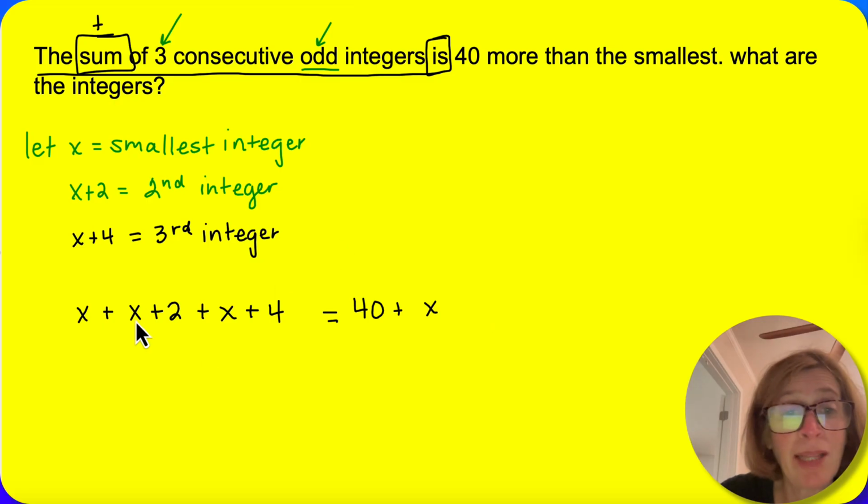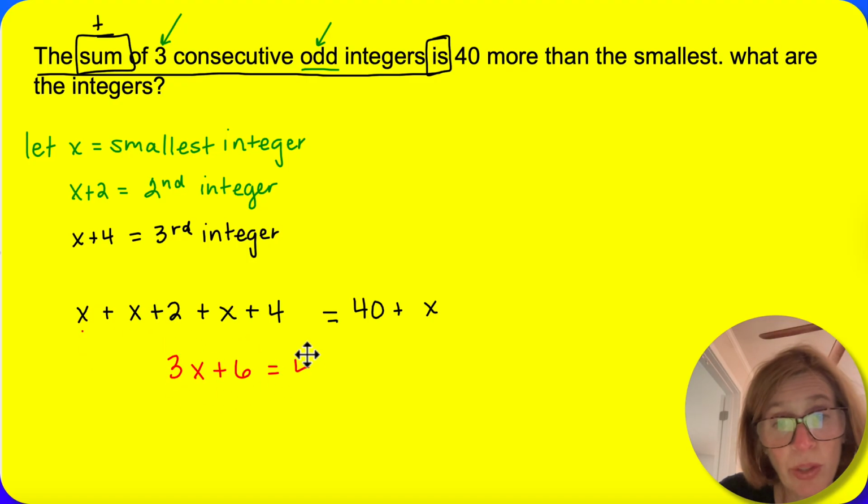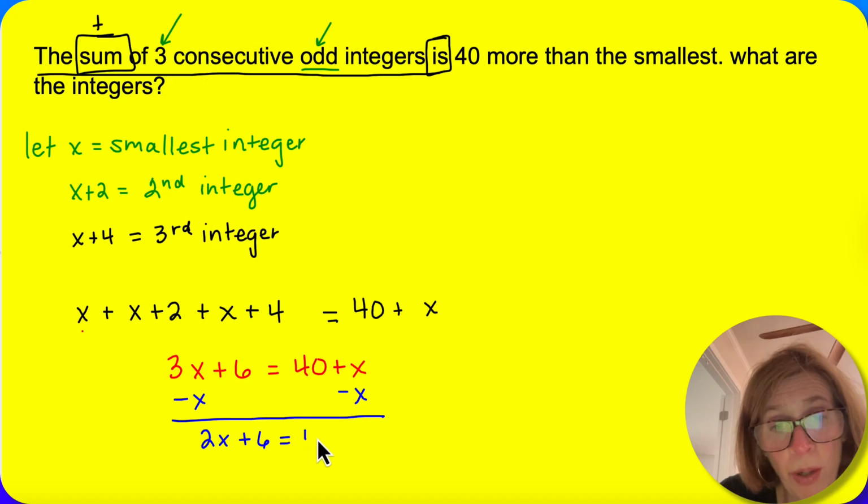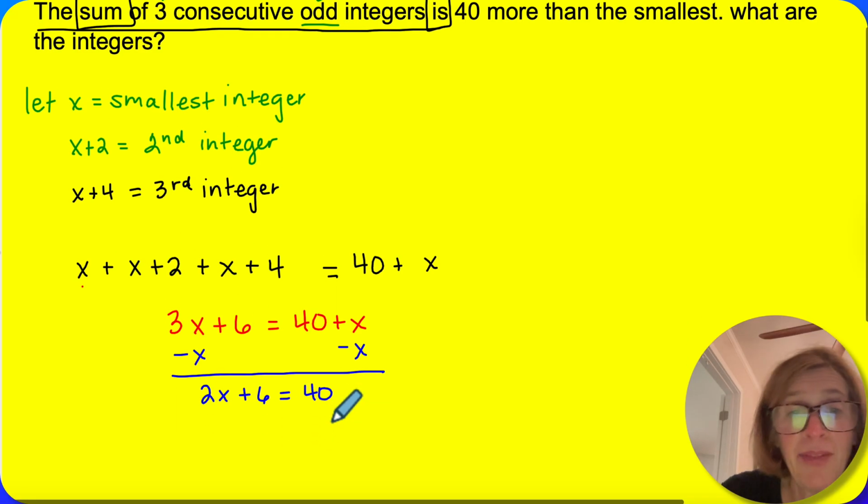So our equation allows me to simplify each side. So on this side, I want to combine the like terms, giving me 3x plus 6 equals 40 plus x. Now we're going to use inverse operations. So I'm going to subtract x from both sides. I'm going to get 2x plus 6 equals 40. And then I'm going to subtract 6.